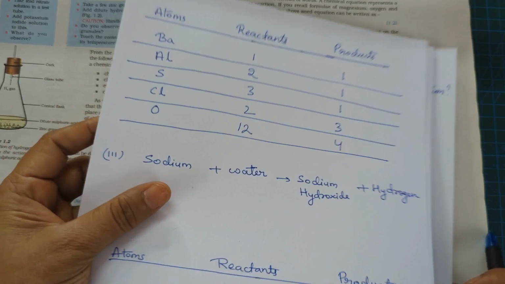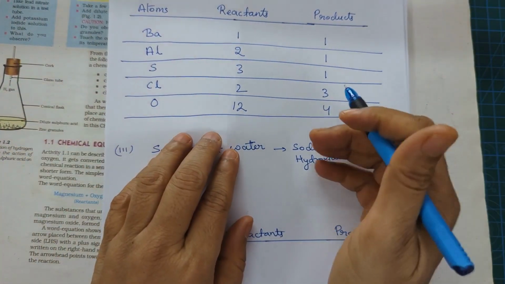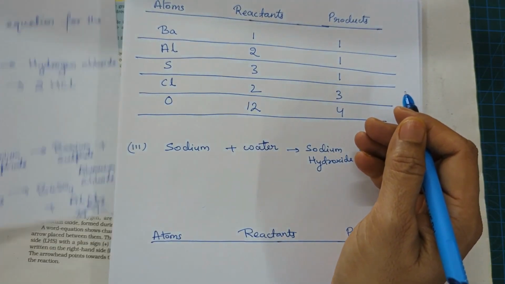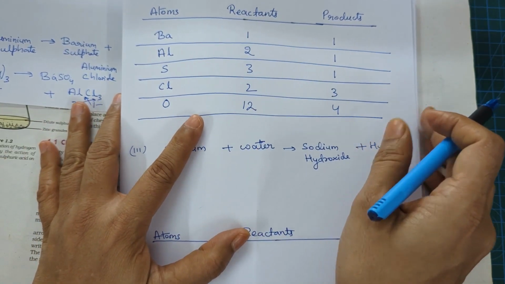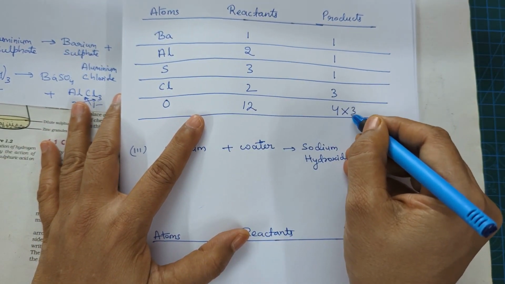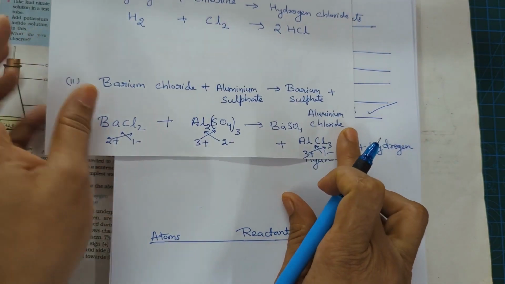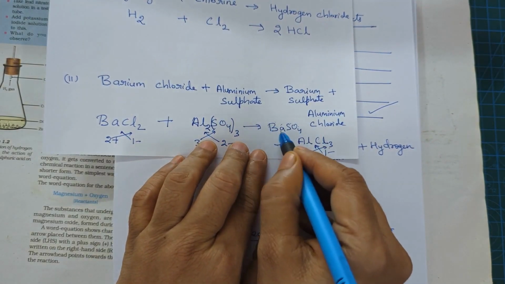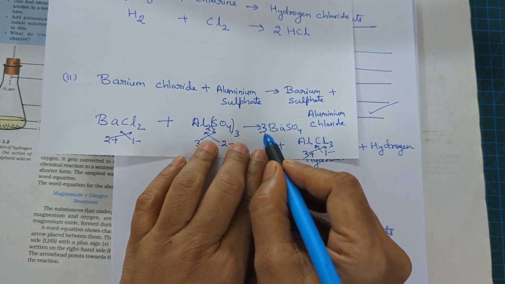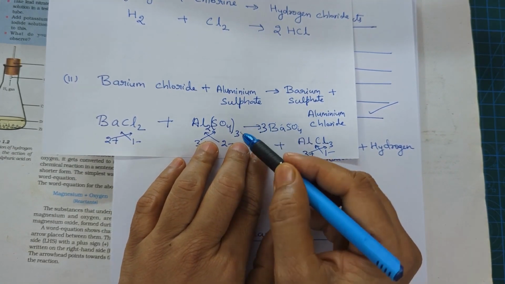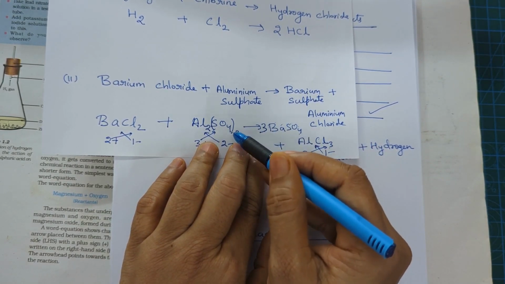Now let's balance this equation. Balancing should be done starting from oxygen. Here there are 12 on the reactant side, so on the product side we multiply by 3, and oxygen is balanced. Where we see the oxygen compound on the product side, in front I should write 3. On doing so, oxygen on the right side is 3 times 4, 12, and on the reactant side 4 times 3, 12.